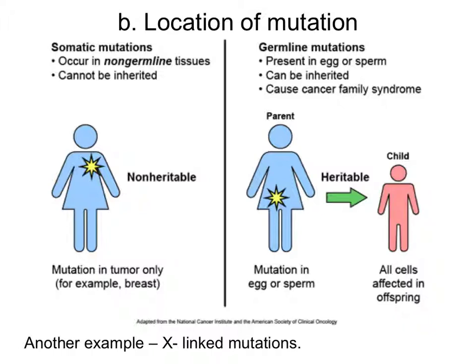Germline mutations, in contrast, are mutations that affect the egg or the sperm, and therefore they're inherited or transmitted to your offspring. They can also play a role in cancers. For example, certain families that are susceptible to particular forms of cancer often are inheriting particular mutations in specific tumor suppressor or other relevant genes.